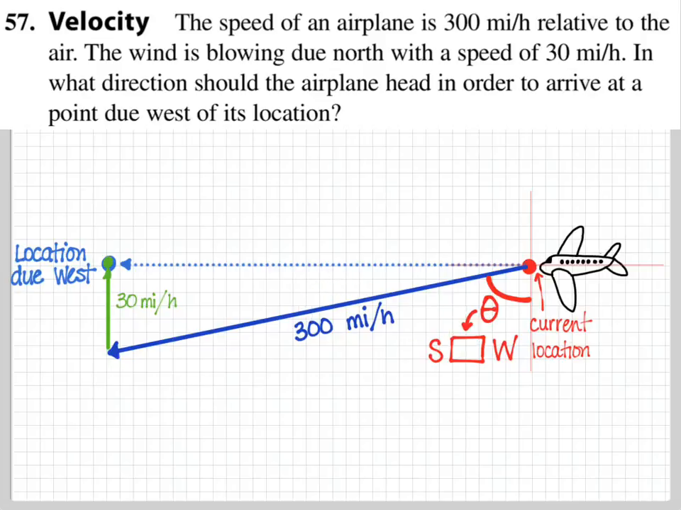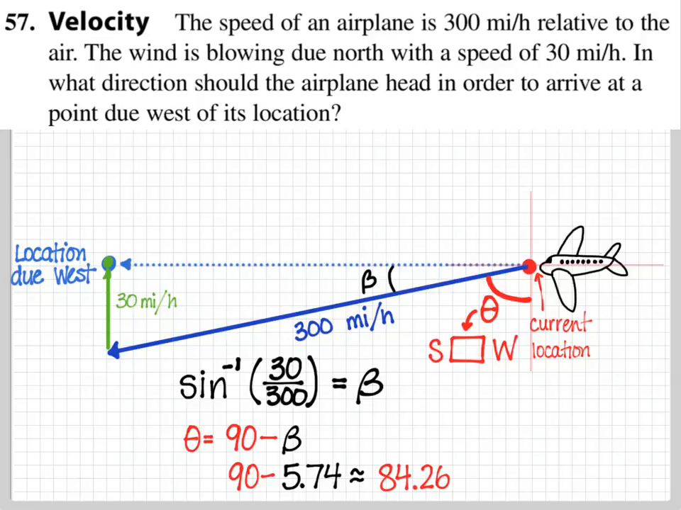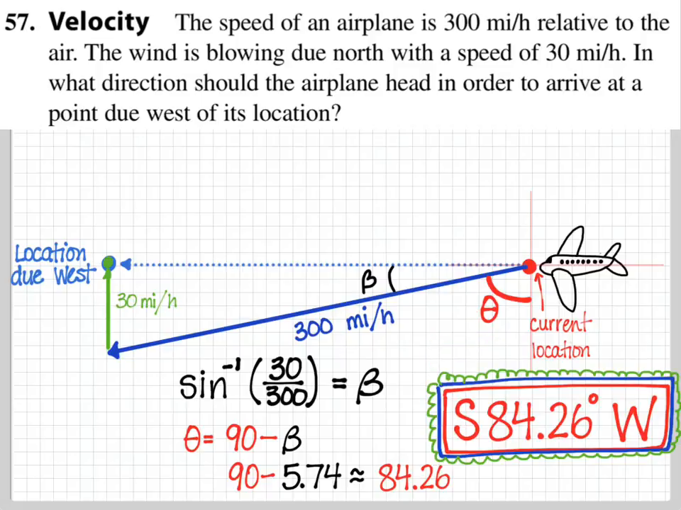And in this triangle, what we're able to figure out using trig is this angle here, this beta. And the beta is linked by the opposite and the hypotenuse, which is sine. So the inverse sine will give us our beta. And if we take beta and subtract it from 90 degrees, we will get our theta. And so we end up with a theta of 84.26, which is going to go in here for our bearings. And so our answer is south 84.26 degrees west.